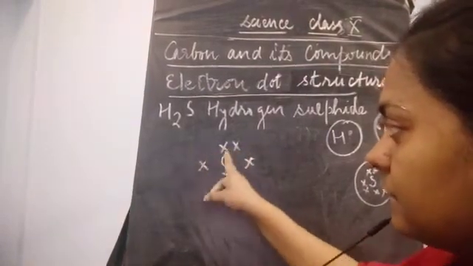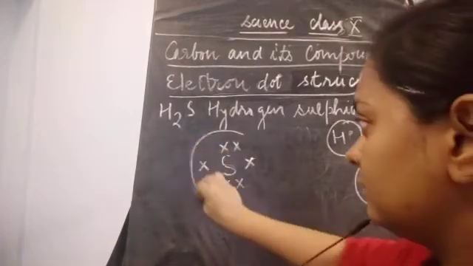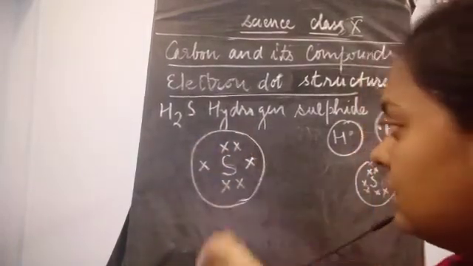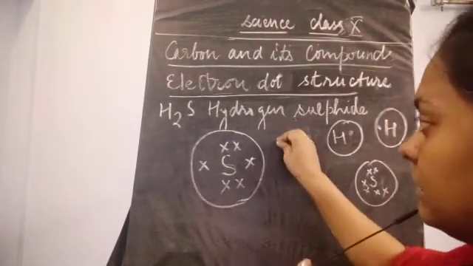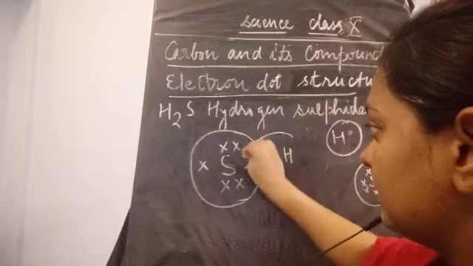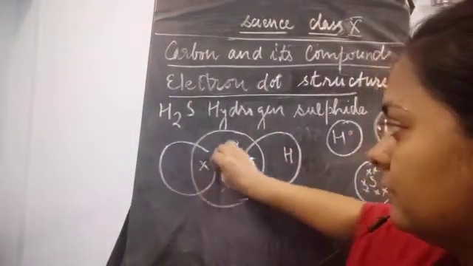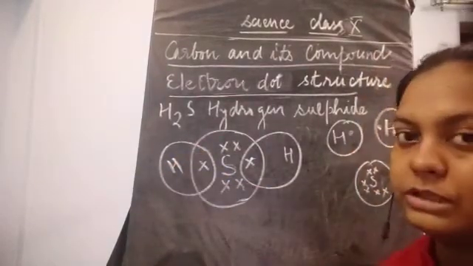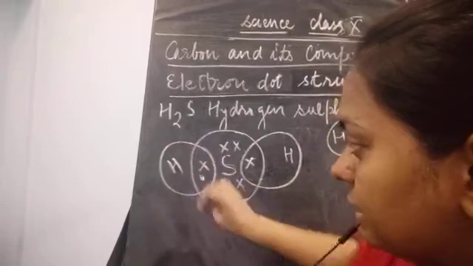So here it becomes 1, 2, 3, 4, 5 and 6 electrons are drawn. Okay, so this becomes sulfur and this becomes the central atom. Now we'll draw this hydrogen, and this hydrogen will be sharing one of its electrons, and here also this will be shared by another hydrogen atom.